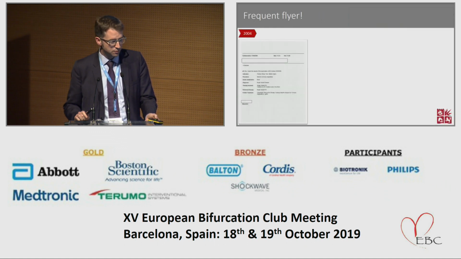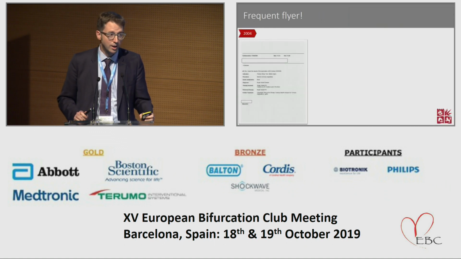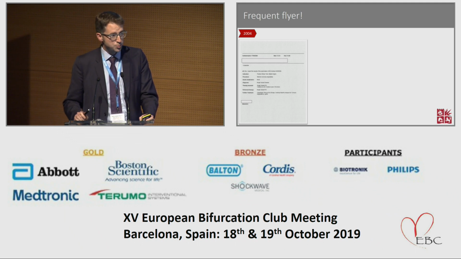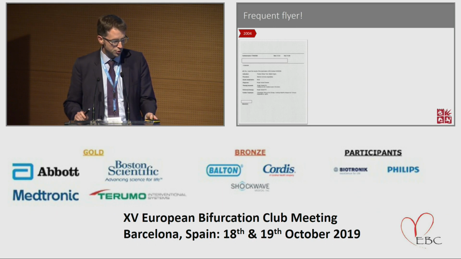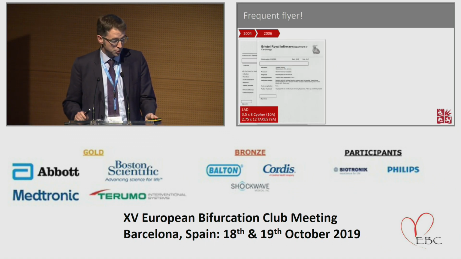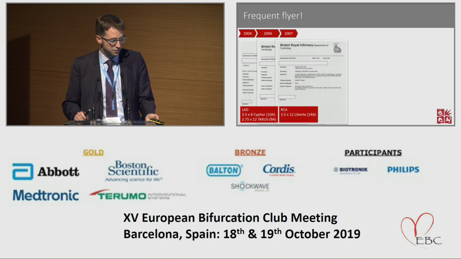So the patient I'm going to present is what we would term in the UK a frequent flyer, and he first presented at the age of 46 in 2004 with evidence of one vessel disease. He had intervention to his left anterior descending artery with a Cipher stent proximally and a Taxus stent slightly more distal. He came back 2 years later and required intervention to a very rapidly progressive element of disease in the right coronary, and at that time, due to the way in which we were funded, he received a bare metal stent to a larger 3.5 vessel.